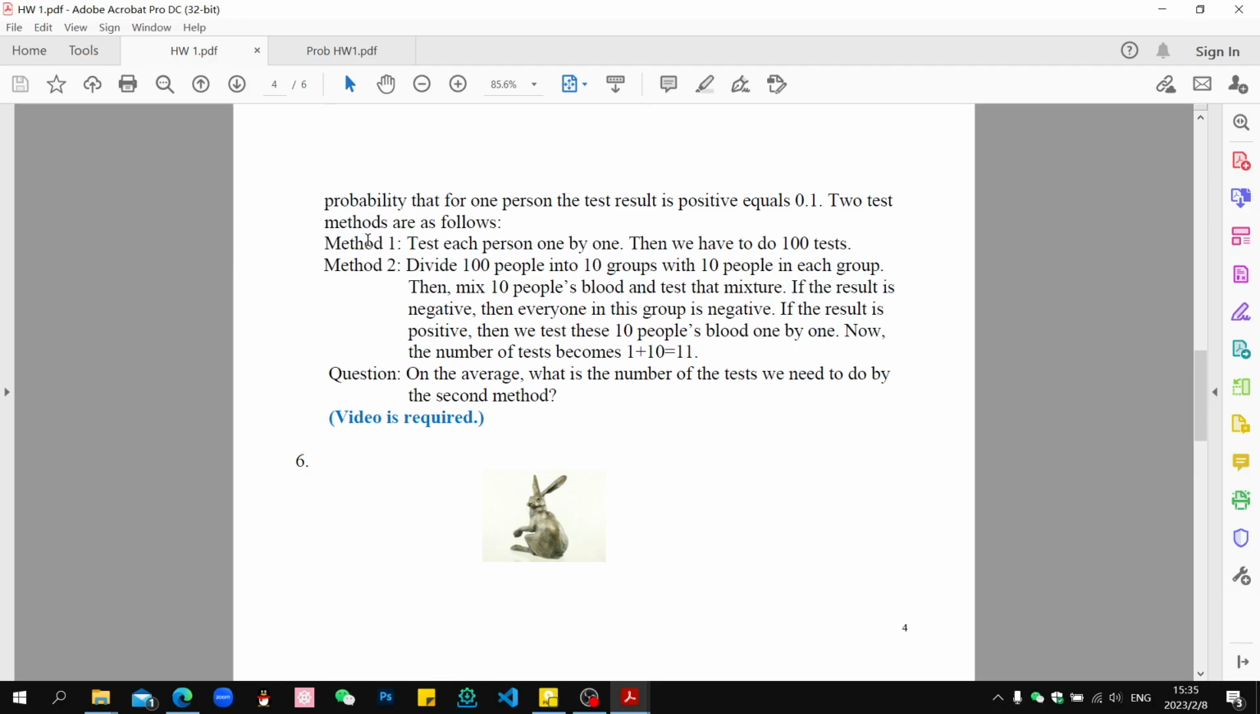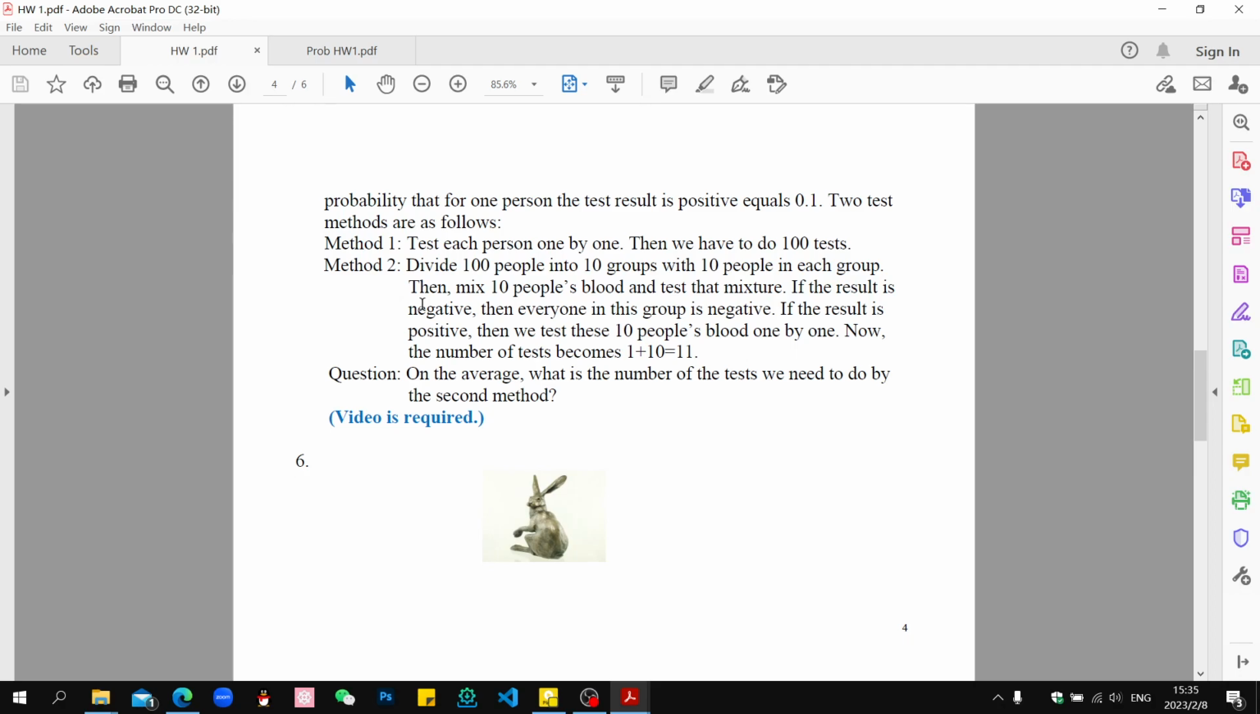Method 1 is to test each person one by one, so we have to do 100 tests. Method 2 is to divide 100 people into 10 groups with 10 people in each group, and then mix 10 people's blood and test that mixture. If the result is negative, then everyone in this group is negative. If the result is positive, then we test these 10 people's blood one by one.